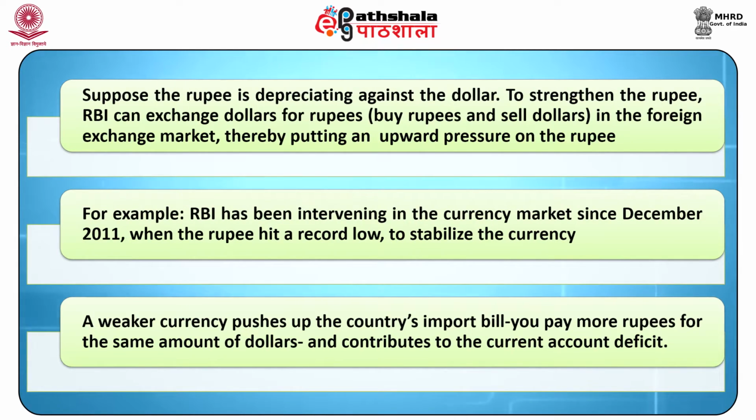For example, RBI has been intervening in the currency market since December 2011, when the rupee hit a record low, to stabilize the currency. A weaker currency pushes up the country's import bill. You pay more rupees for the same amount of dollars, and this contributes to the current account deficit. To push up the rupee, RBI stepped up its dollar sales.